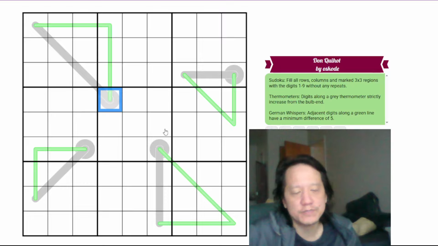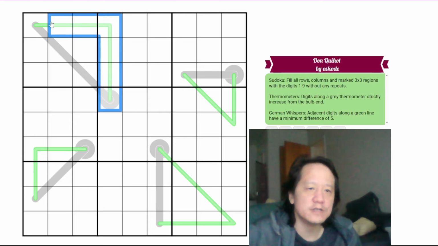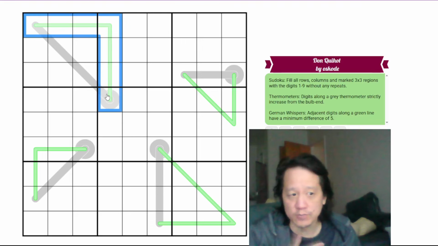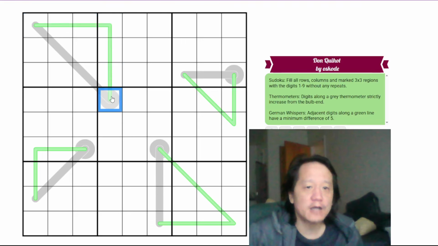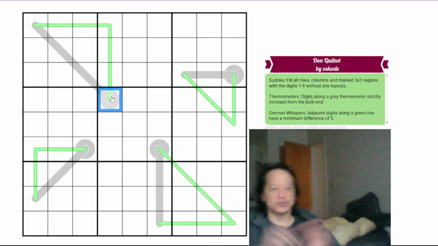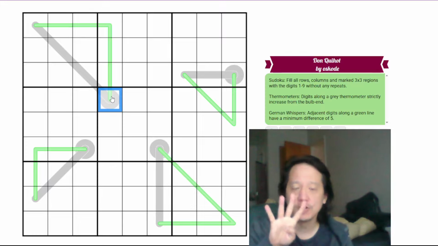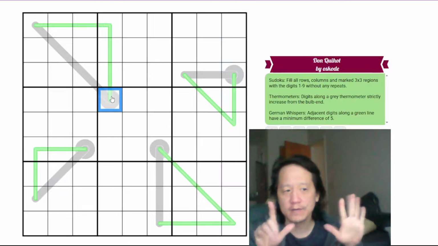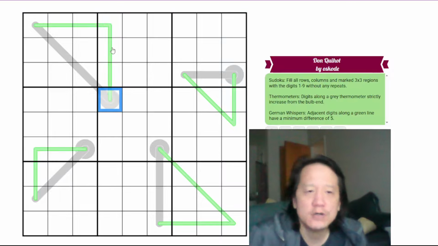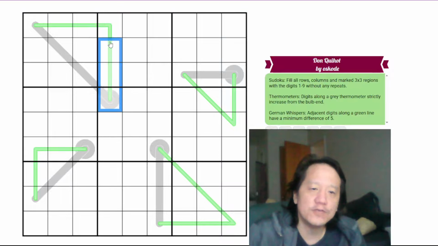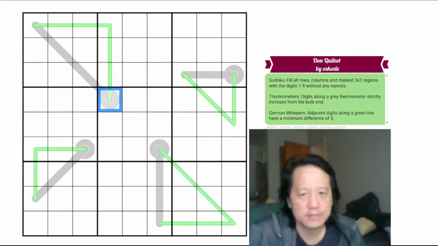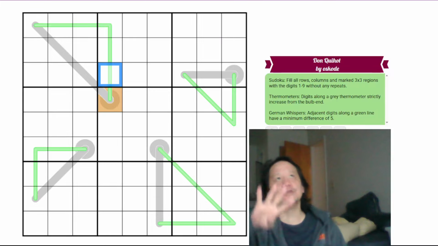Easiest way here is to notice these German whisper lines, or as I like to call them, whisper 5 lines. On a whisper 5 line, you will always alternate between low digits and high digits, the low digits being 1 through 4 and the high digits being 6 through 9. So if you notice these, you can choose and randomly say, I'm going to make this one set. We'll make it orange. This has to be the other set. And so okay, how do you know that?